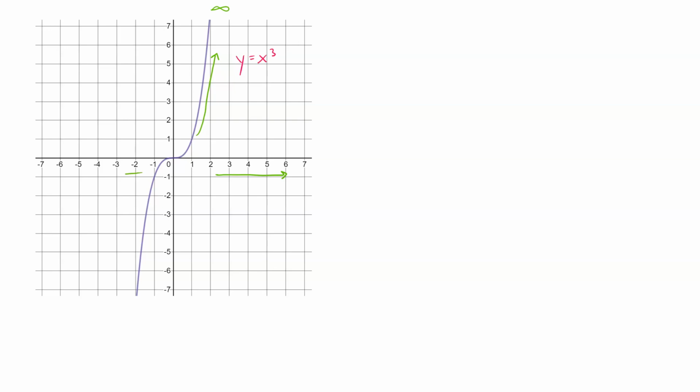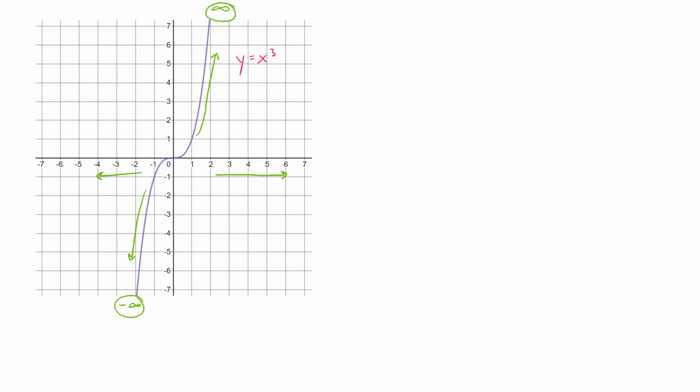Now as we look to negative infinity, as our x value goes to the left forever and ever, the y value goes down forever and ever. Our y value, as x approaches negative infinity, is negative infinity. So the limit as x approaches positive infinity is positive infinity. And the limit as x approaches negative infinity is negative infinity.